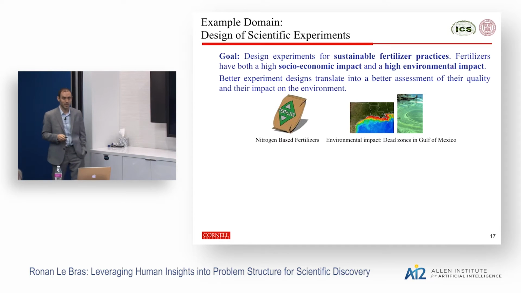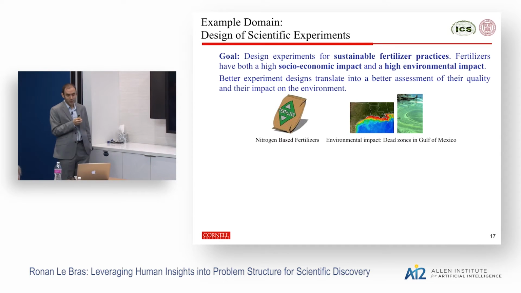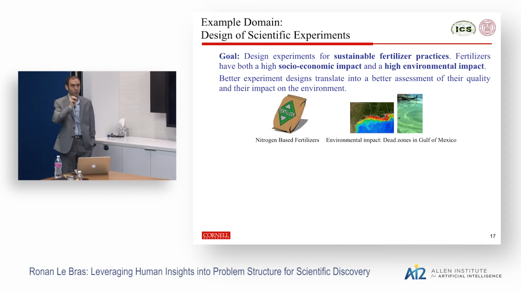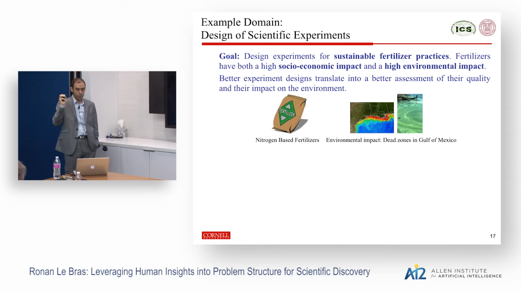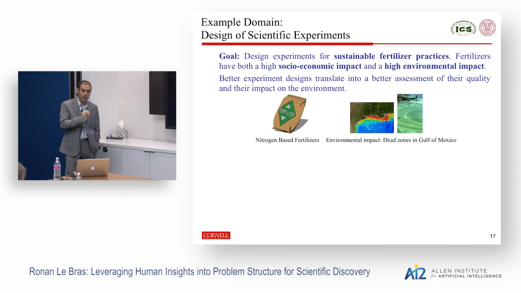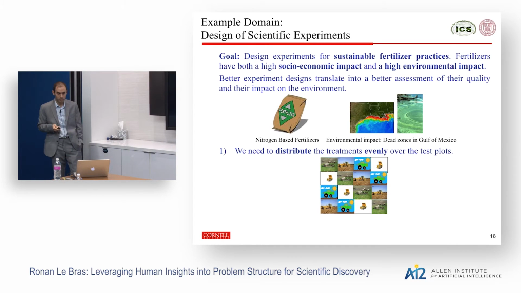To answer this question, I'm going to use an example domain, the design of scientific experiments for sustainable practices of fertilizers. And first, I'll show how it relates to the area of discrete mathematics. In order to compare various soil treatments, such as fertilizers, agronomic labs have to devise experimental designs to test and best assess the quality of the soil treatments. Basically, better experiment designs will translate into a better assessment of their quality and their impact on the environment.